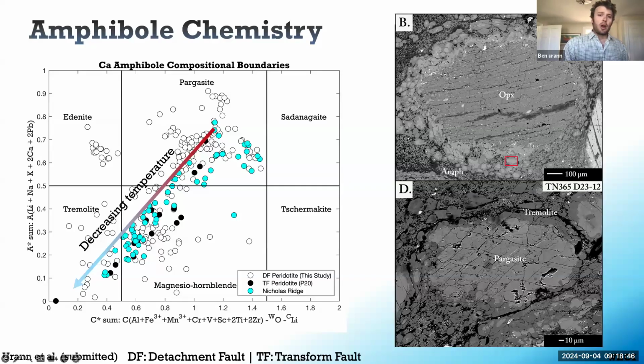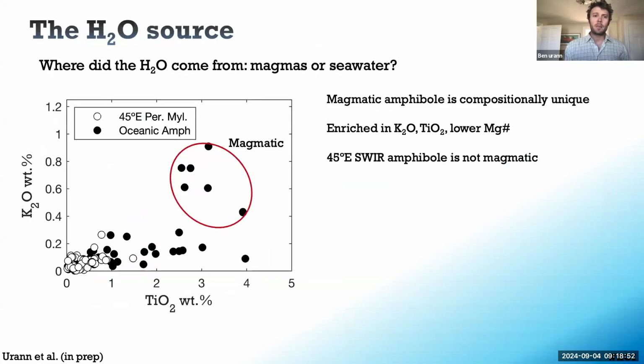And so the question is, where did this water come from that was this syntectonic water to form all of this pargasitic amphibole? We can rule out magmatic water based on amphibole compositions, because we know what magmatic amphibole composition should look like. Typically, they're enriched in titanium and potassium. They often have a lower magnesium number than the igneous mineral phases they're in, because they have been added by later melts.